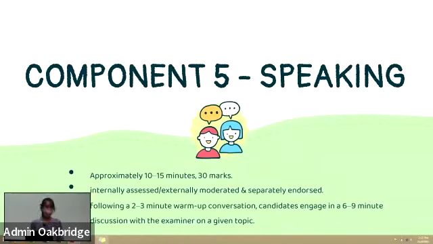It is internally assessed and externally moderated, which means it will be conducted by your own English teacher. And then the results will be externally moderated. That means the Cambridge people will still have a look at your results. And then it is separately endorsed. It does not contribute any percentage to your overall grade.